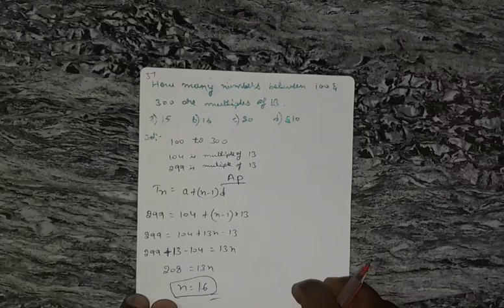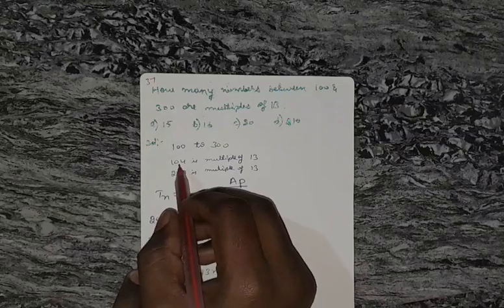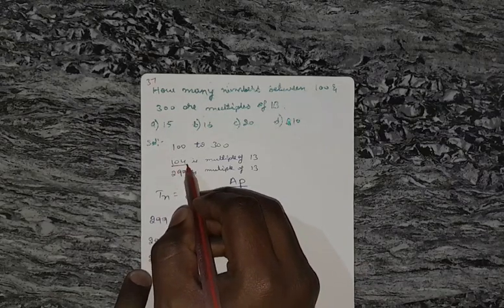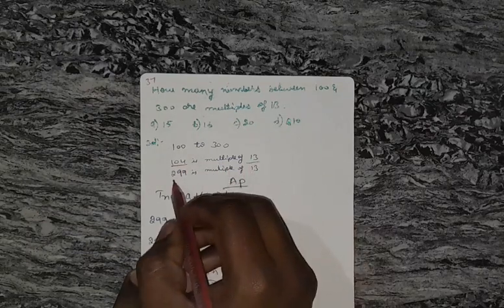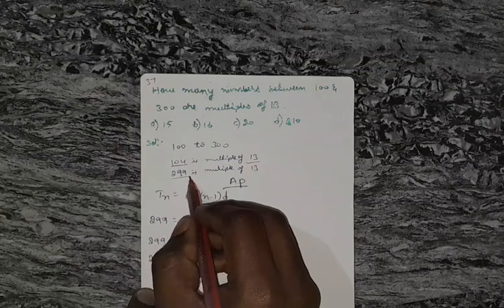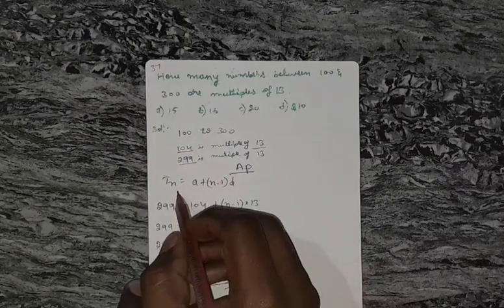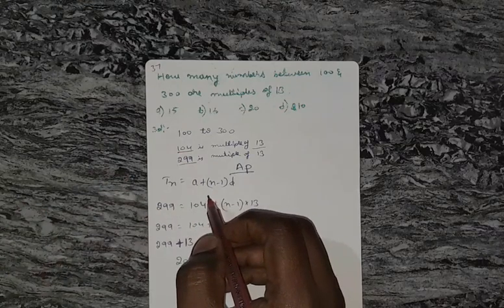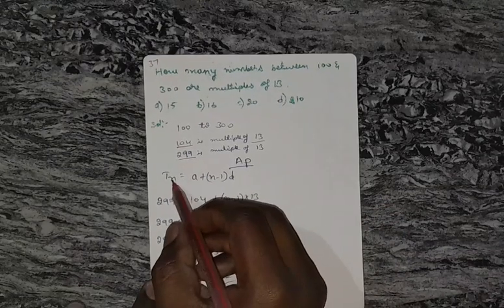Question number 37. How many numbers between 100 and 300 are multiples of 13? The initial multiple is 104, and the final multiple of 13 within 300 is 299. Now we have to find how many numbers are multiples of 13, that is n.